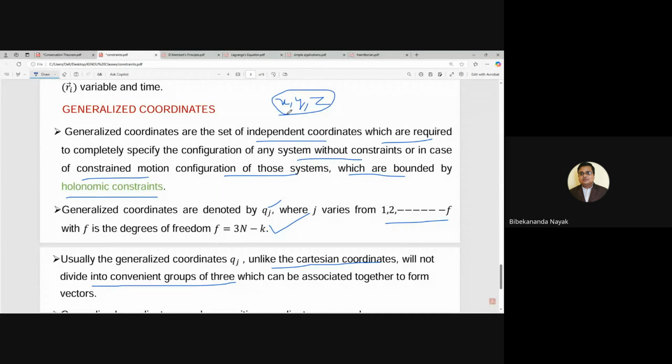It can be divided into groups of 3. So two particles: x1, y1, z1, x2, y2, z2. Three particles: x3, y3, z3. But here generalized coordinates cannot be divided like that into groups of 3. Cartesian coordinates can be used as generalized coordinates, the term being used as an alternative to Cartesian coordinates. So in general they cannot be divided into groups of 3.